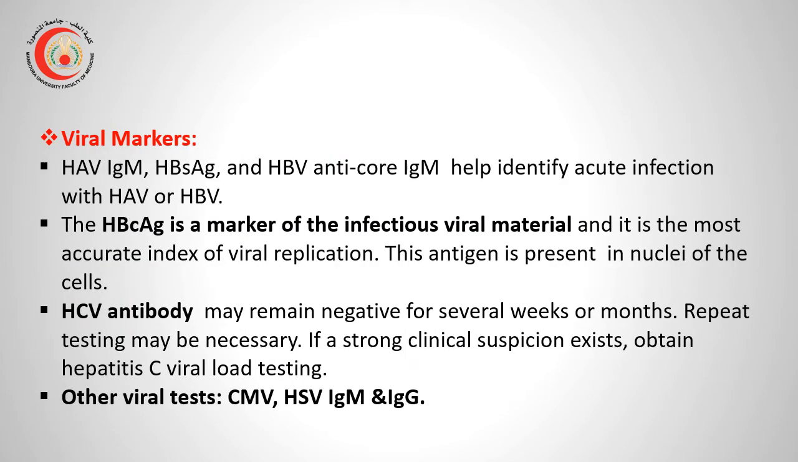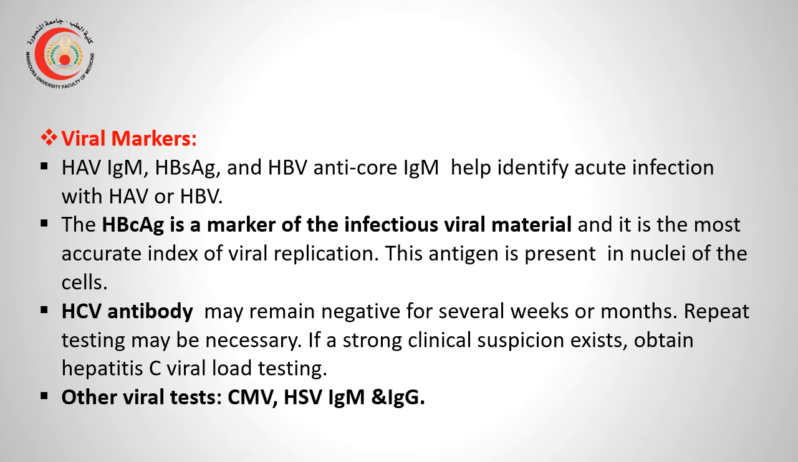The fourth group of tests is the viral markers. Hepatitis A virus immunoglobulin M, hepatitis B S antigen, and hepatitis B virus anti-core IgM help identify acute infection with hepatitis A virus or hepatitis B virus.